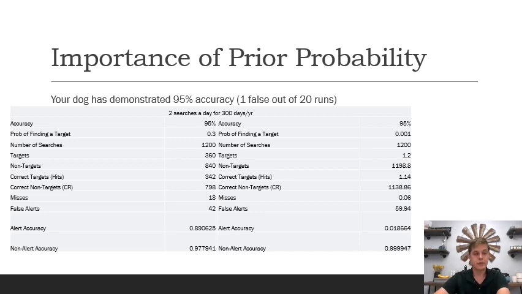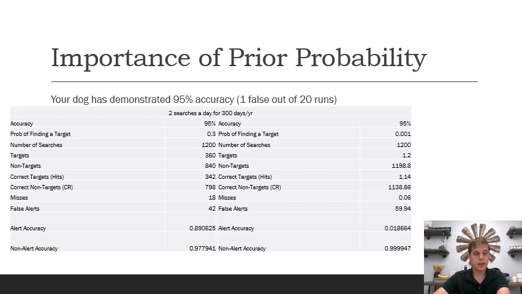So let's say, for example, we'll just take a scenario where you've trained your dog up and they've met a certification criterion of 95% accuracy, and they make on average 1 false alert out of 20 runs, which equates to 95% accuracy, so a 5% mistake rate. And let's say you do 2 searches a day for 300 days a year, which would be about 600 searches a year, and you do that for 2 years. So you have 1,200 searches you run across a 2-year span of time.